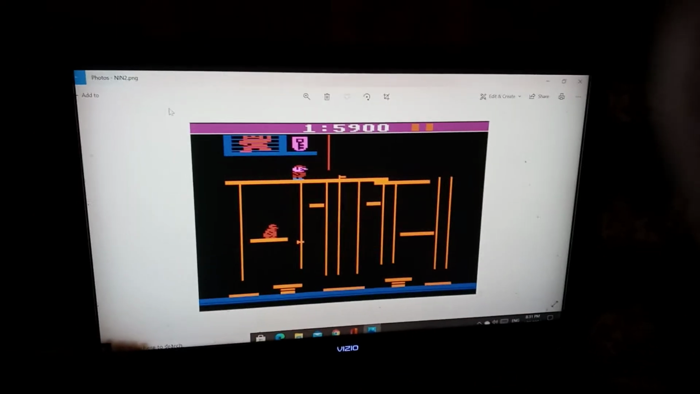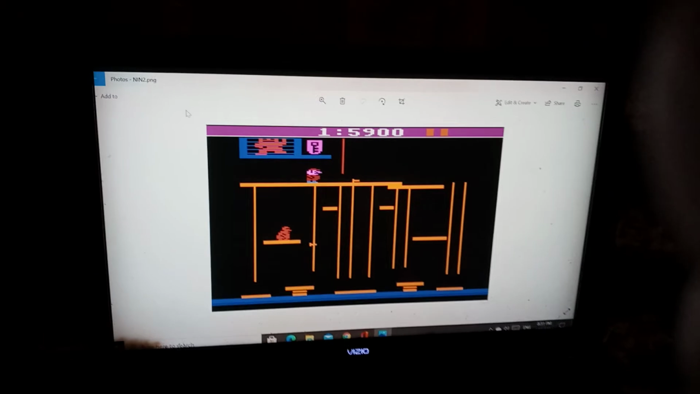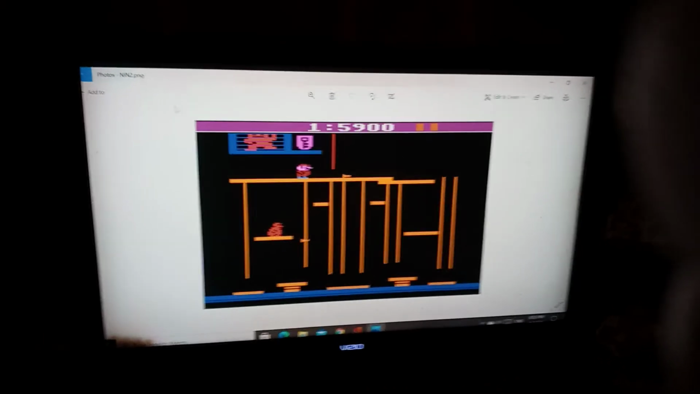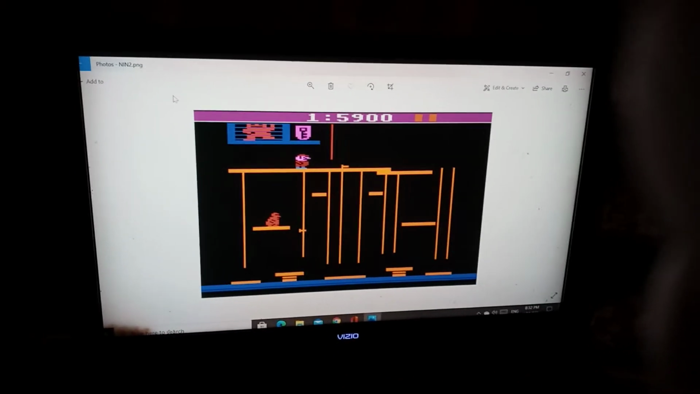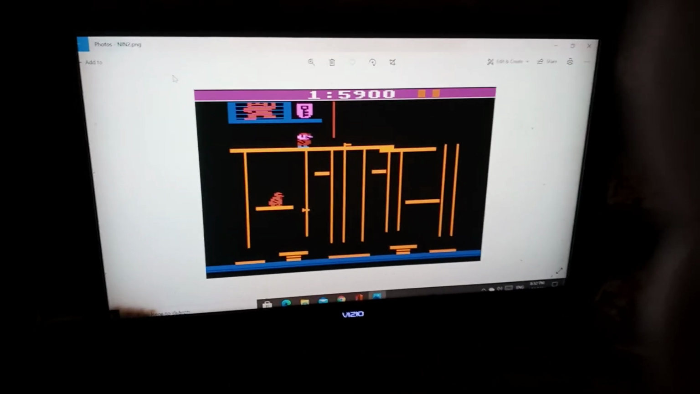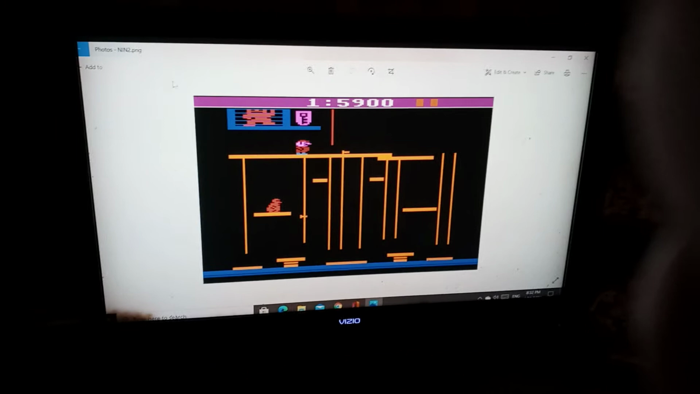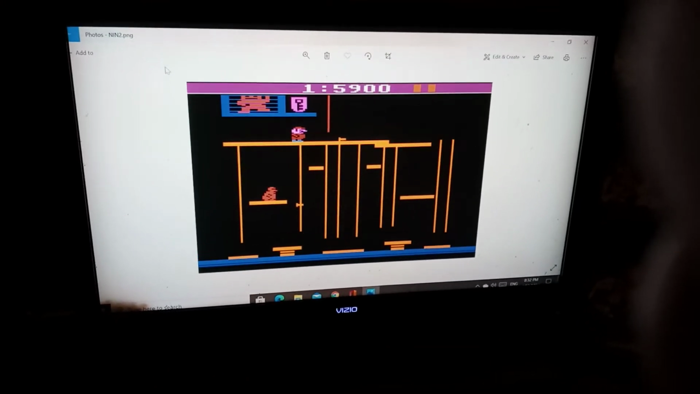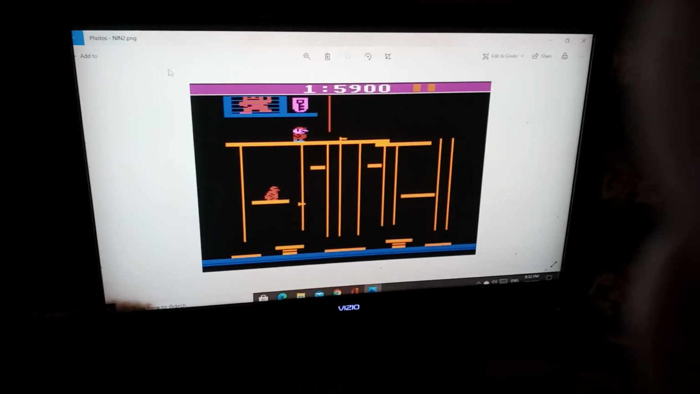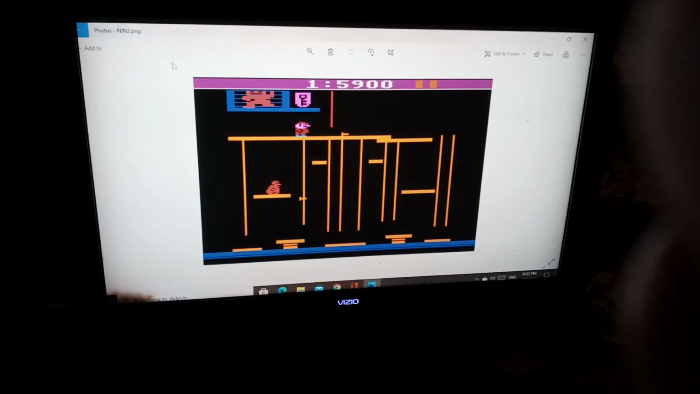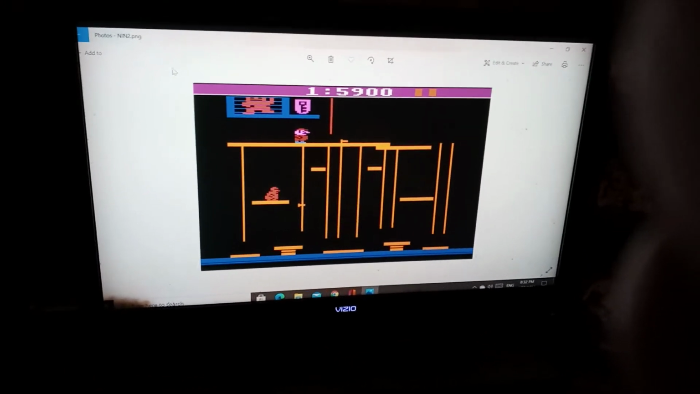Now let me tell you why that Donkey Kong Jr. sucked for the Atari 2600. Donkey Kong Jr. was also ported over to the 2600 by Coleco. Okay, now Donkey Kong Jr. for the 2600 has three of the four arcade screens. It has one extra screen than Donkey Kong does.